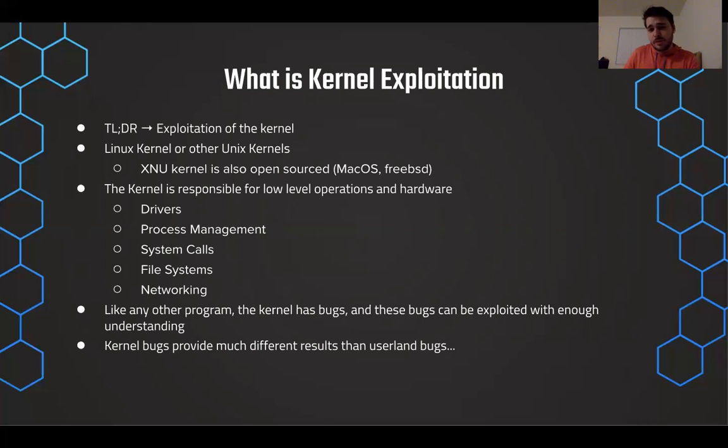I'm going to be focusing on Linux kernel exploitation, but there are other Unix kernels that are open sourced and interesting to look at. One big example is the XNU kernel, which is used in macOS, and FreeBSD. They both add their own little twist to how it works, but the general underlying kernel and file system stuff is pretty much the same. A lot of the stuff involved is drivers, process management, file system management, system calls, and then networking. A lot of socket exploitation is kernel level.